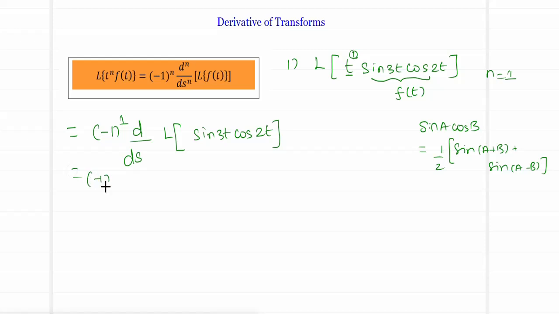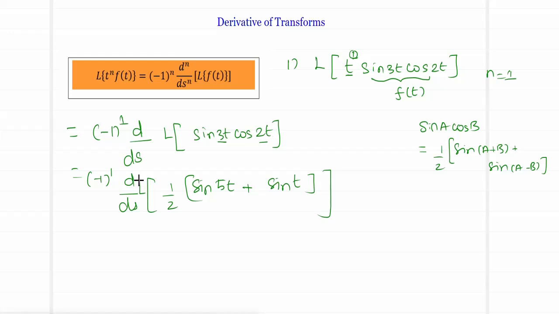So it is minus 1 the whole power 1, d by ds of, now this I am converting, I have Laplace of half times sine(A plus B), 3t plus 2t makes it 5t, plus sine(A minus B), 3t minus 2t makes it t. So now for this, I need to find the Laplace and then take the derivative of it.